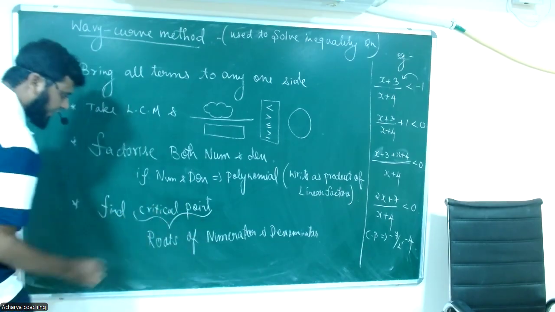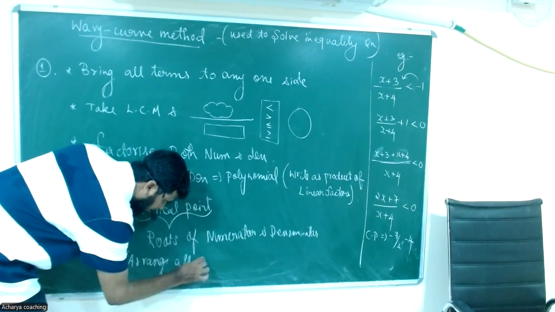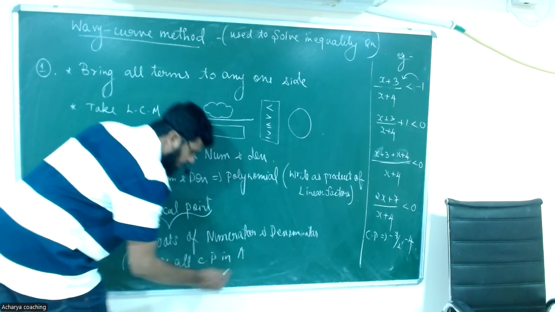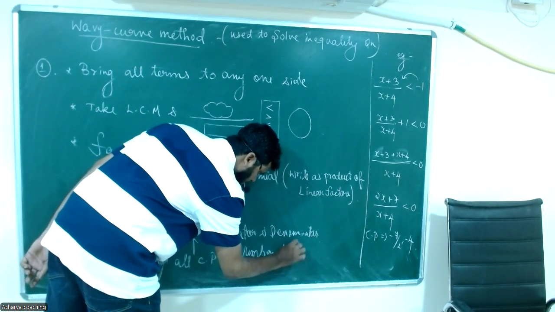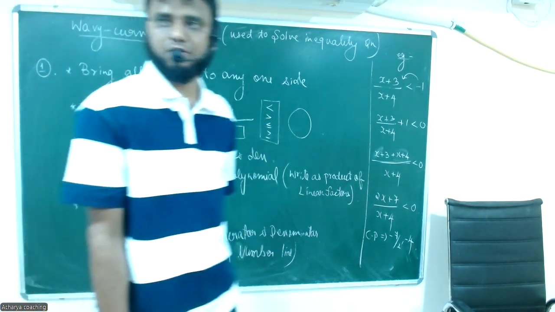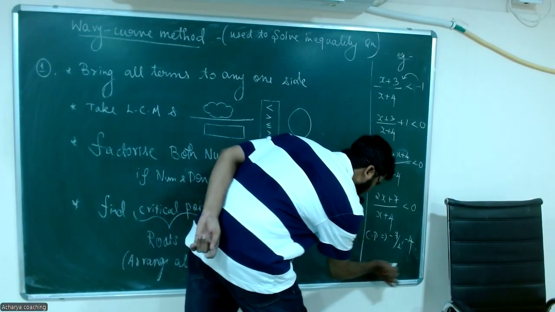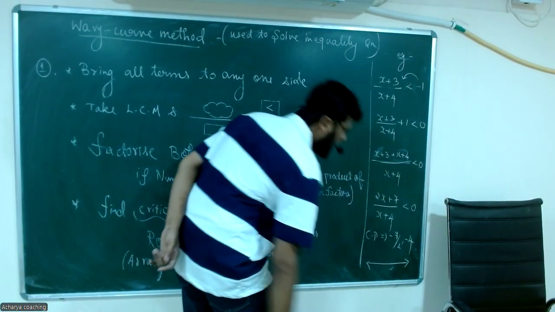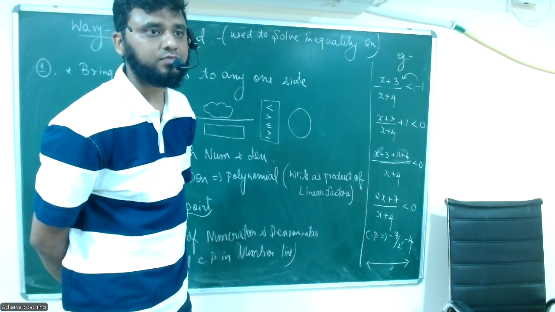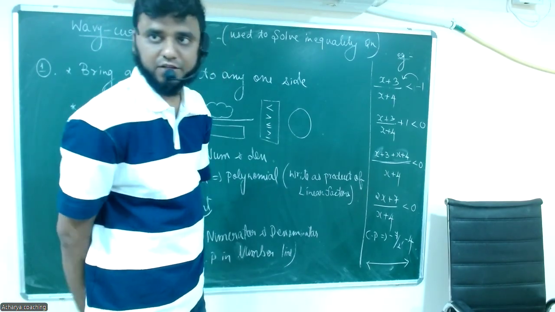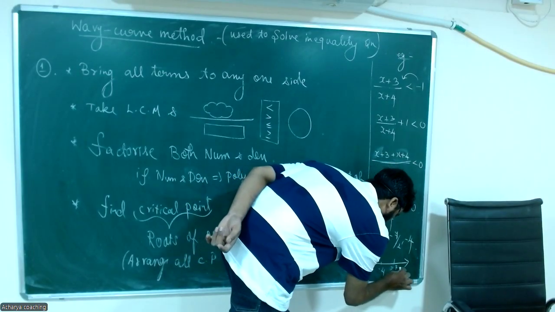So after finding critical point, arrange all critical points in number line. In number line, we will be arranging in ascending order only. Okay. So suppose, for example, in this case, which number will come first? What is 7 by 2 value? Minus 3.5. So minus 4 is smaller, right? So first minus 4, then minus 7 by 2.